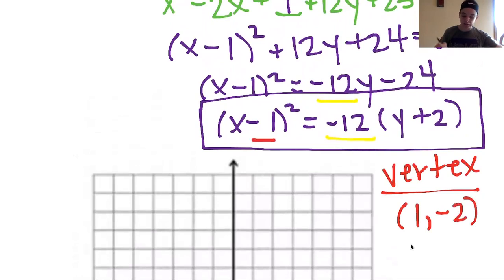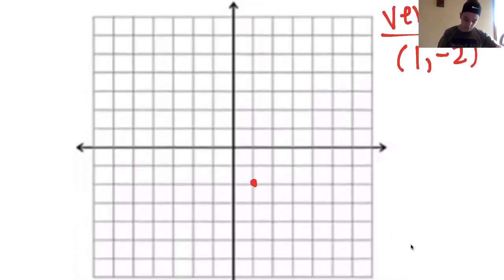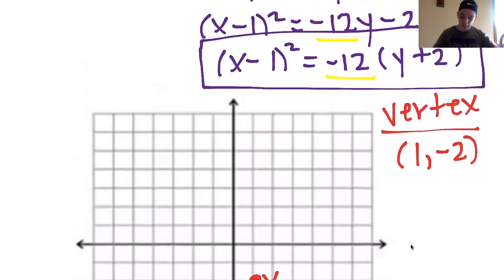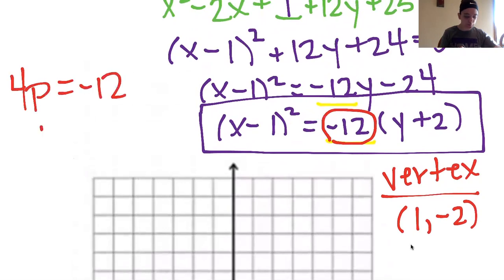I'm picking out the x minus h and the y minus k. 1, negative 2 is right here. It's my vertex. You don't actually have to write V. I'm just trying to connect the dots in case you have to rewind or you're confused about what that is. Okay. Now, I highlighted negative 12. Negative 12 is where we see the 4p. So 4p is negative 12, which means p is negative 3.